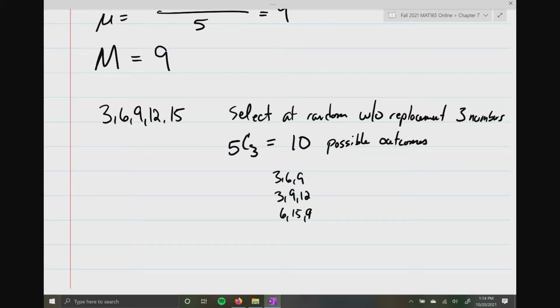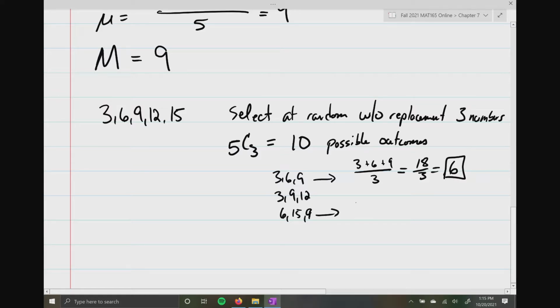Now, what are we supposed to do with these? Well, we're supposed to find the mean for each of them. So, for example, with the first one, this is going to be 3 plus 6 plus 9 all over 3. And that's going to equal 18 divided by 3, or 6. Okay? We can also do the very last one here.